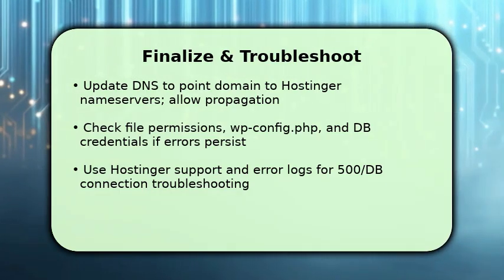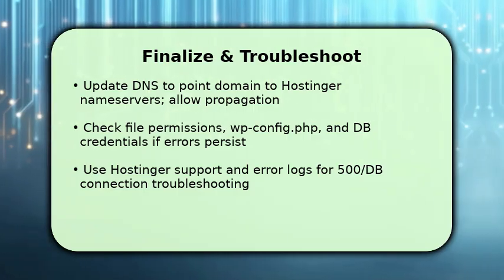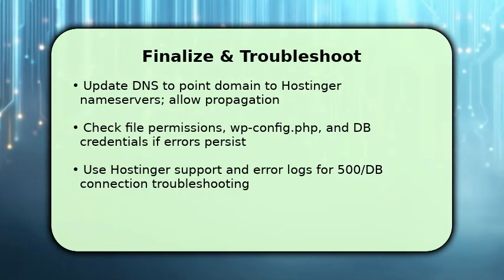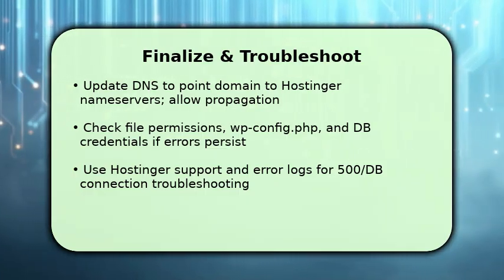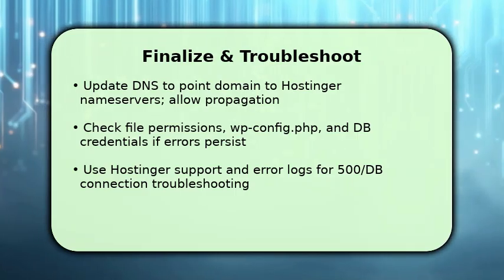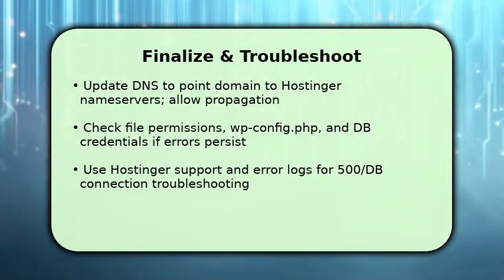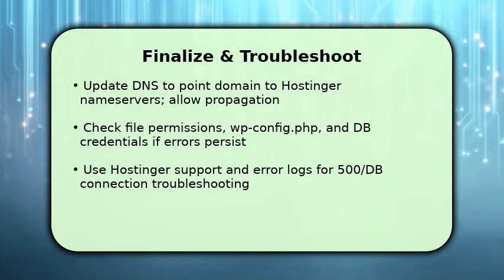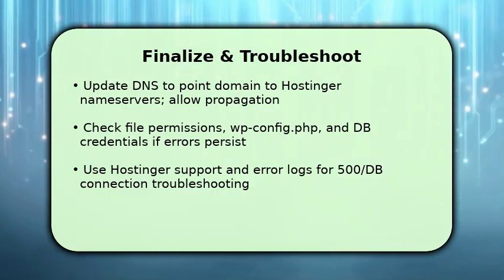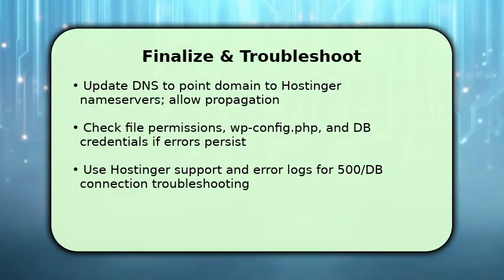If you hit a database connection error, recheck wp-config.php for typos, confirm DB user privileges, and verify the host value. For 500 errors, inspect error logs and set correct file permissions, usually 644 for files, 755 for folders. If problems continue, contact Hostinger support.